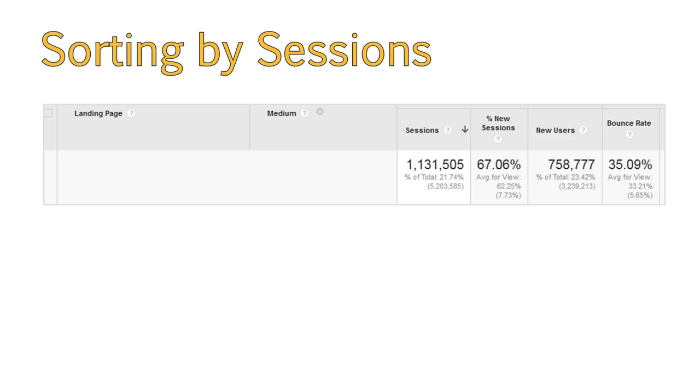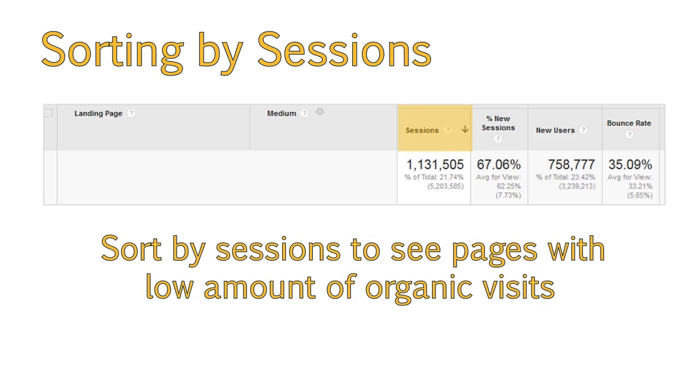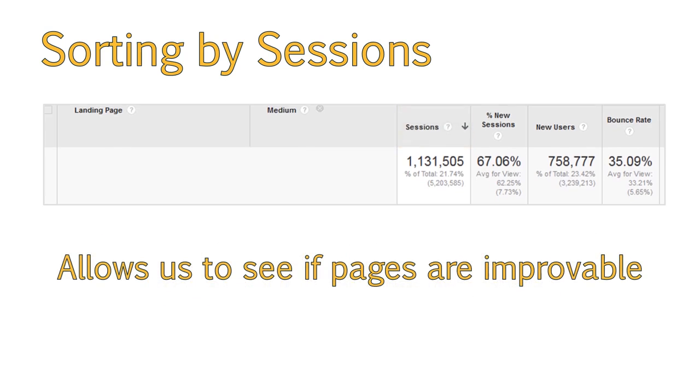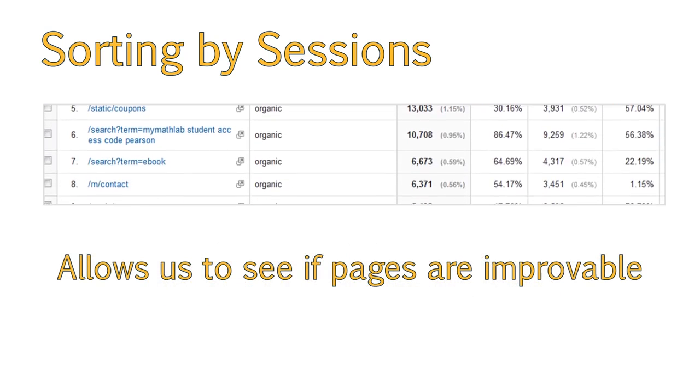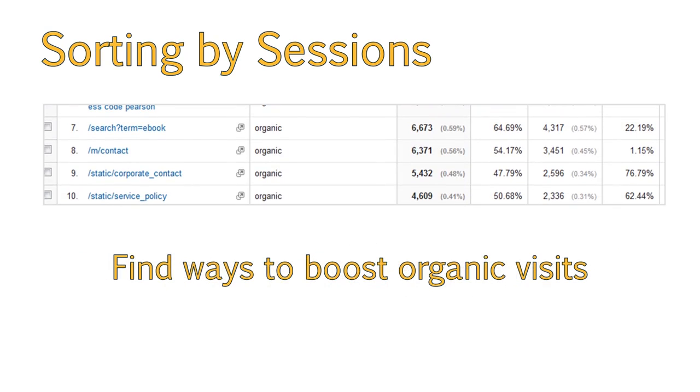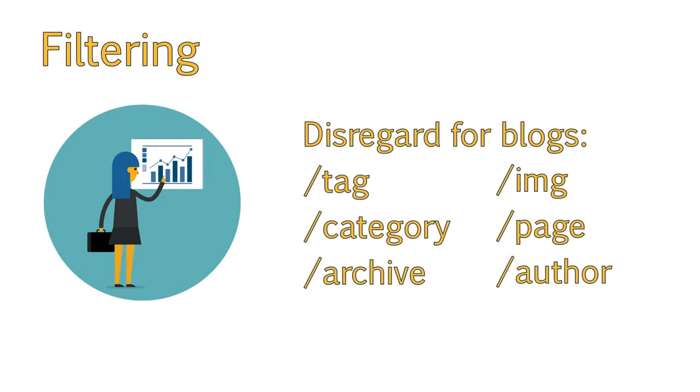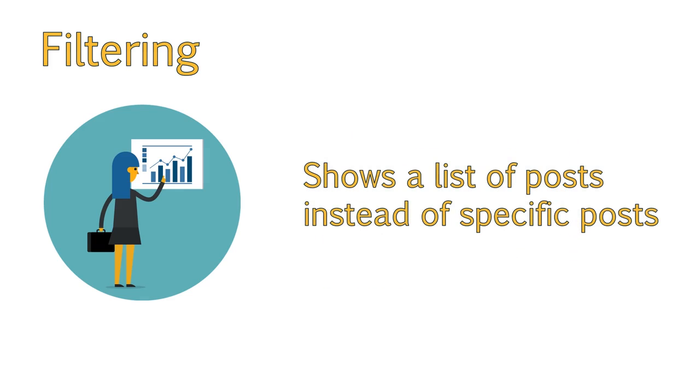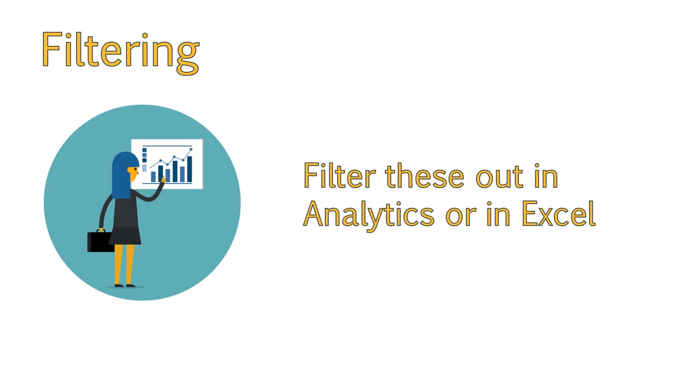What I will do first is sort by sessions. This way I can see the pages that are receiving the lowest amount of organic visits first. This helps me see whether or not these pages can be improved upon in any way. Now we can focus on ways to boost organic visits to these pages. When you do this, especially for blog pages, you're going to see a lot of irrelevant URLs, like pages with a tag, category, or archive in the URL. This brings you to pages featuring a list of posts rather than a specific post itself. It's a good idea to filter these out in Analytics or filter them in Excel if you decided to download the data.